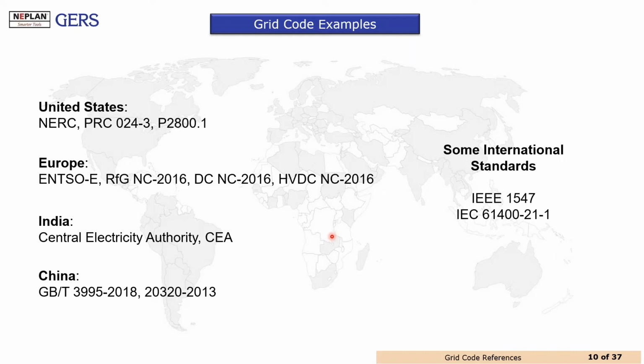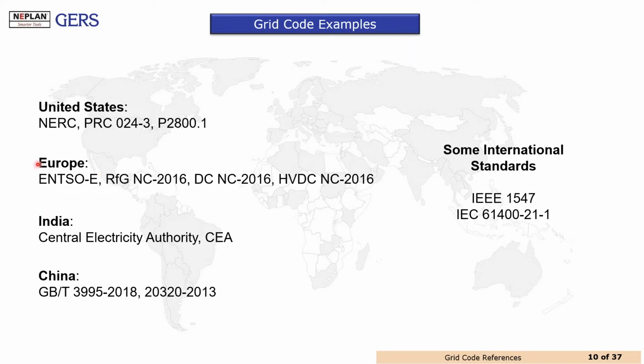And we can see how for the US, the North American Electric Reliability Corporation, also known as NERC, standards provide different specifications, like the PRC-024, which is related to the frequency and voltage protection settings for the generation sources. And we also have here the P2800.1, which provides the specifications for inverter-based resources that are going to be connected to the transmission system operators.